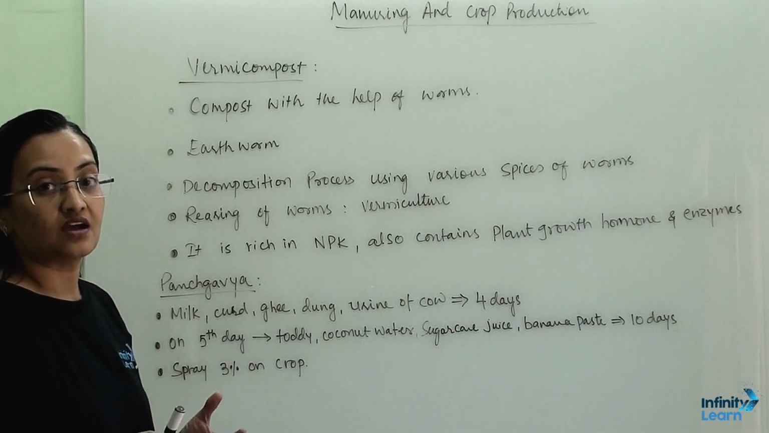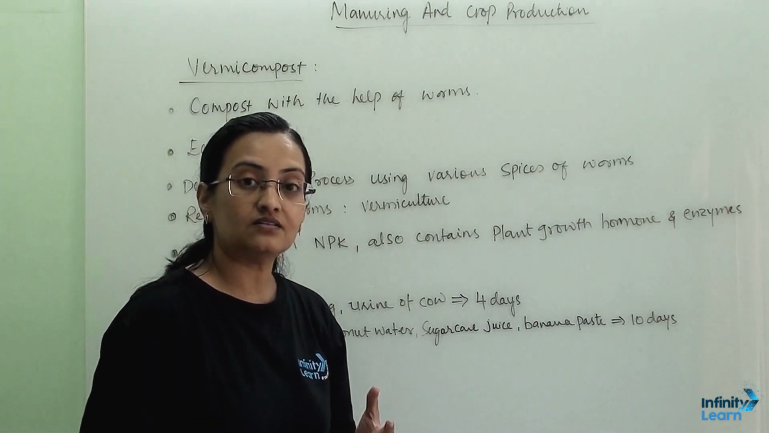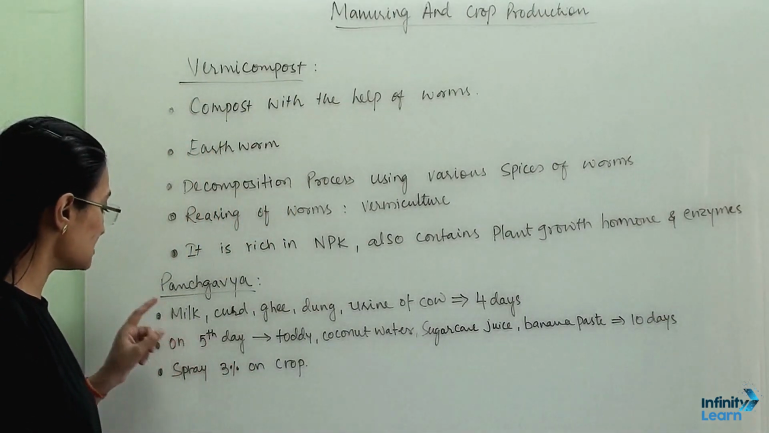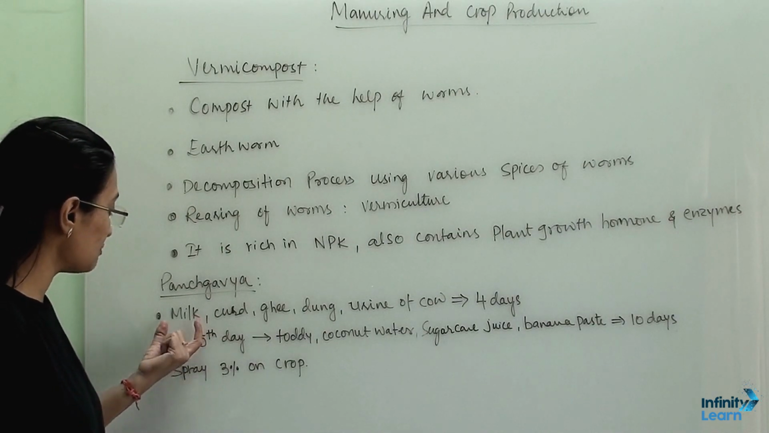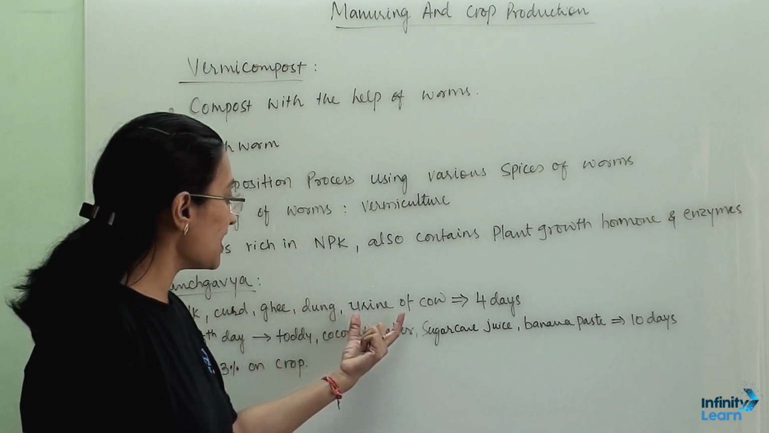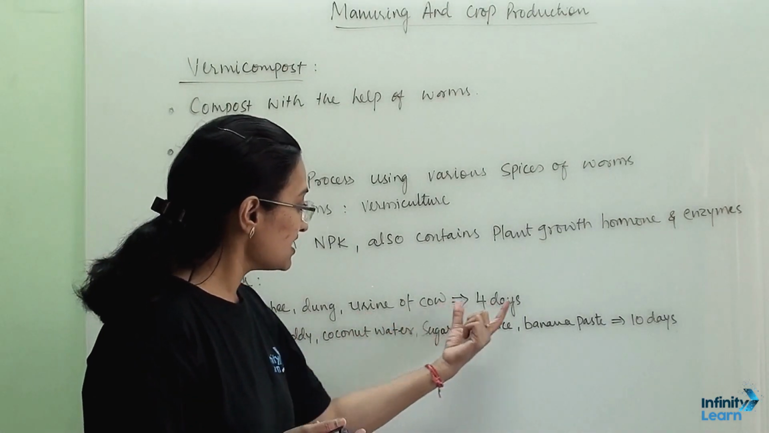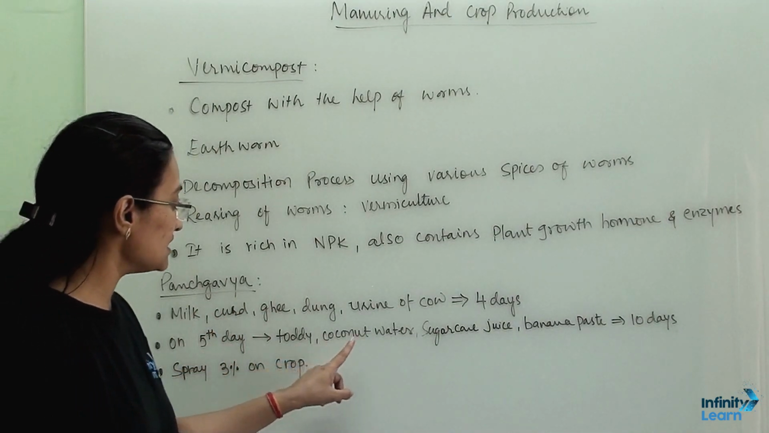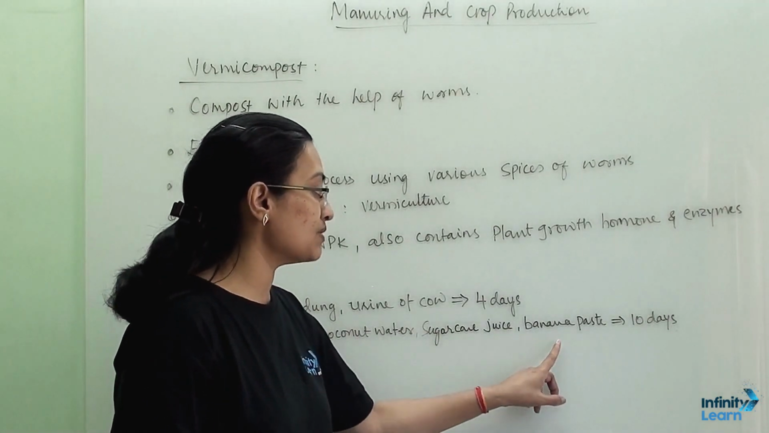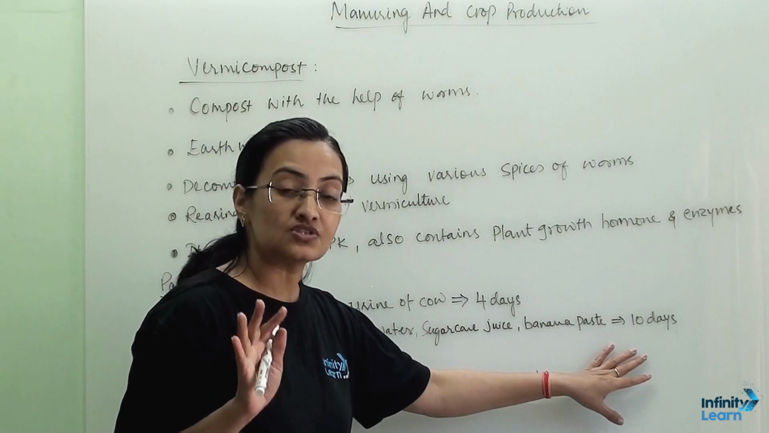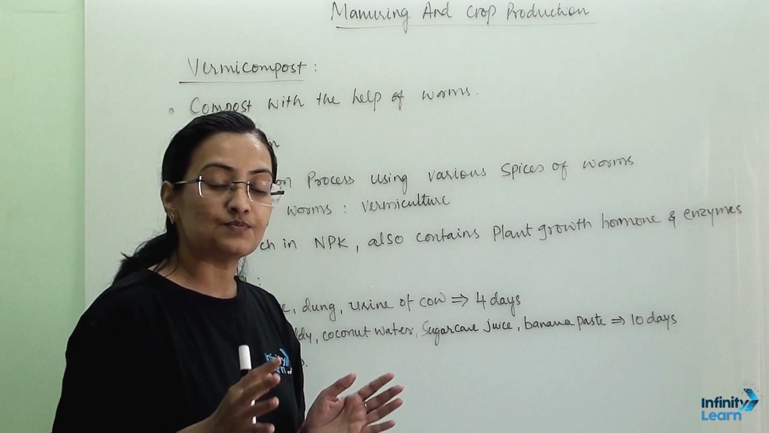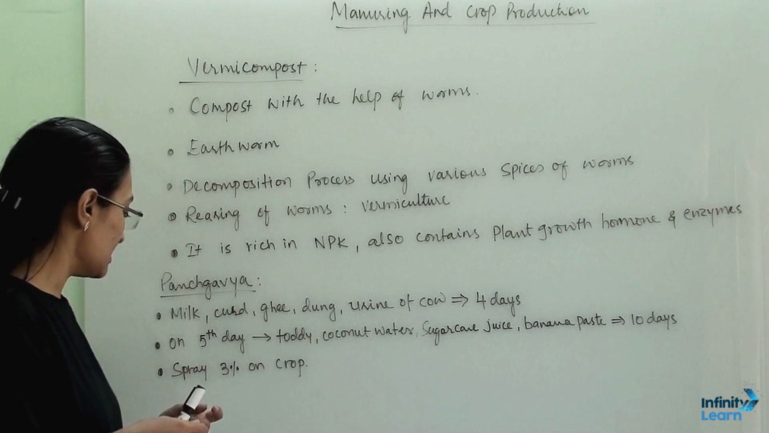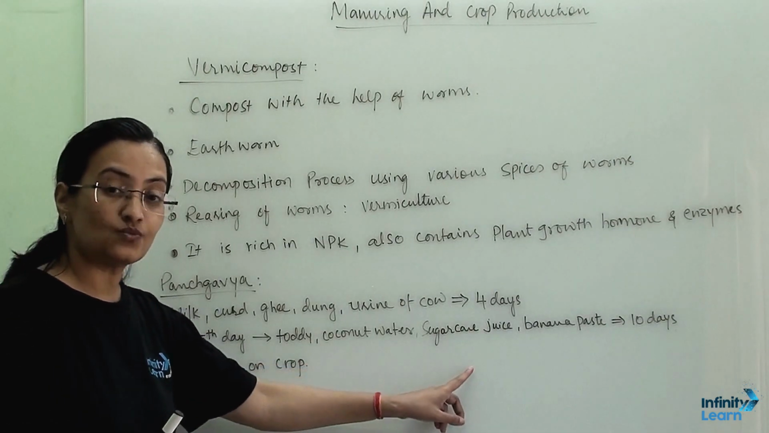Then Panchgavya. Panchgavya is one of the traditional methods to make a fertilizer or nutrient rich substance. To make Panchgavya, the farmer will mix milk, curd, ghee, cow dung and cow urine and keep it for 4 days. On the 5th day, they will add toddy, coconut water, sugarcane juice and banana paste and allow it to settle for 10 days. During all this period, they have to continuously mix this mixture, and after 10 days, we can use it.